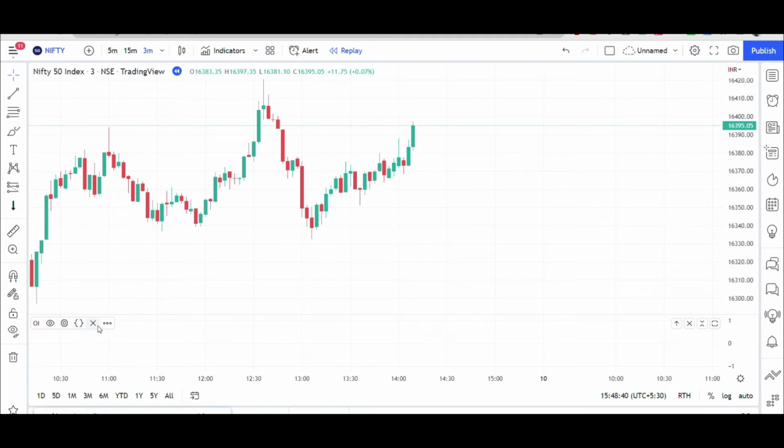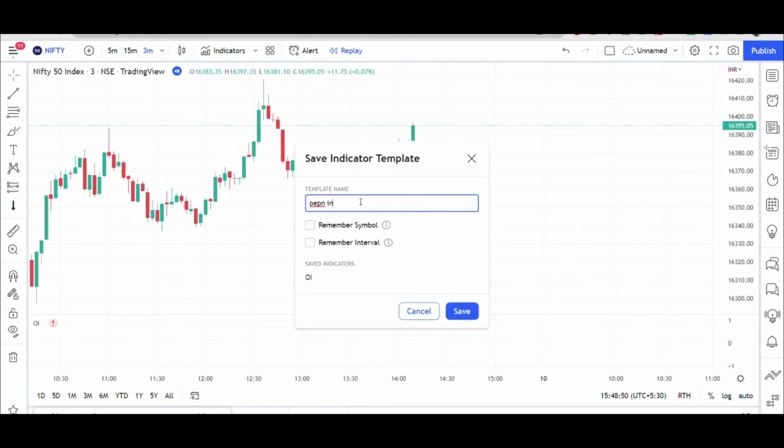In TradingView, it will not open. Let's say you are having the 16,400 call option, so you can just open it and save this indicator template with open interest, something like this. And I will just put it like this here.